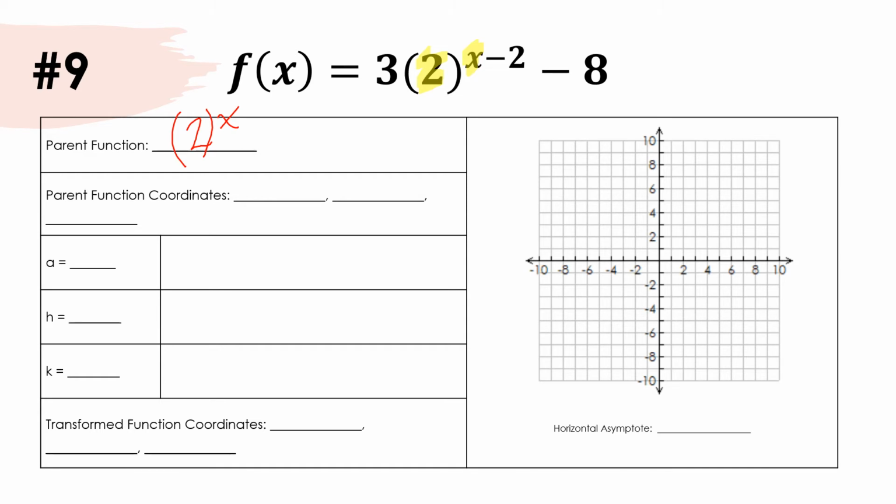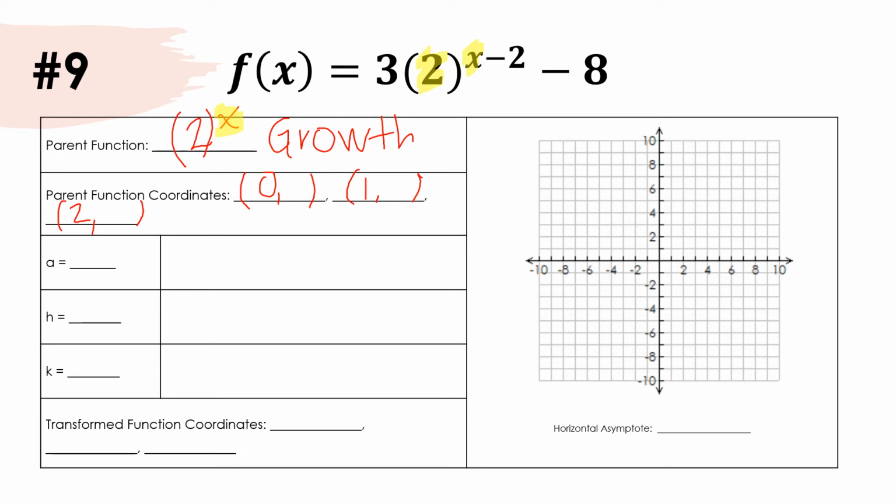Because your base is larger than 1, that makes this growth. And when we have growth, we use the values of 0, 1, and 2 for x. To find the y-coordinates, we're going to plug 0, 1, and 2 into the parent function. So make sure you plug them into the parent function. So you're putting 0, 1, and 2 in for that x.